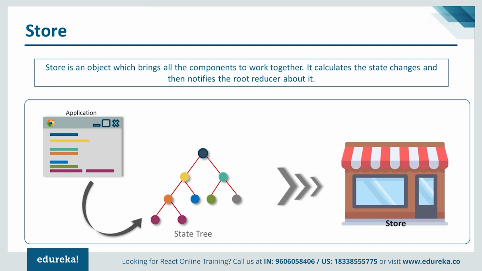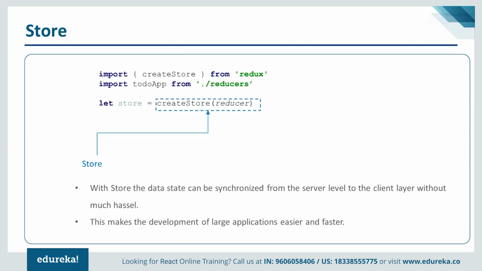So store is an object which brings all the components to work together. It calculates the state changes and then notifies the root reducer about it. This is a very important point to understand, that there could be multiple reducers, but store will always be in communication with the root reducer only. So it calculates the state changes and then notifies the root reducer about it. So that is how we implement the store.